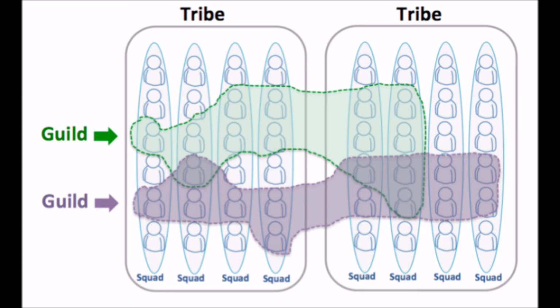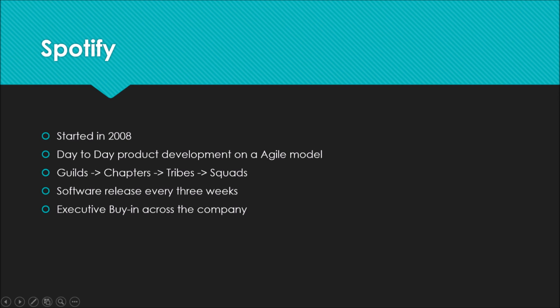While it would seem that this method would cause several problems across different groups, it rarely happens since tribes are made of several different squads that share information amongst each other, therefore eliminating dependencies early. A key factor in Spotify's success with using Agile is that it has made sure that it has an executive buy-in of the Agile practice across the company.